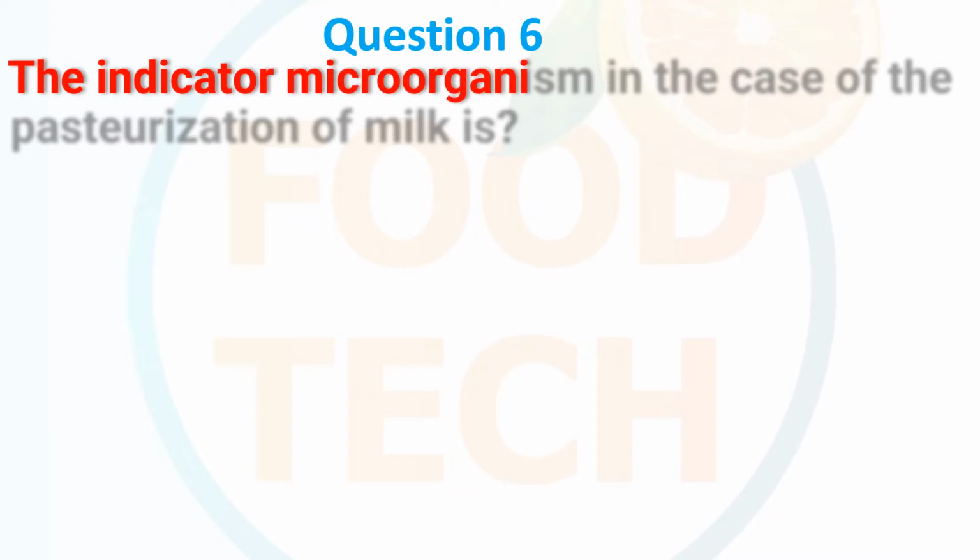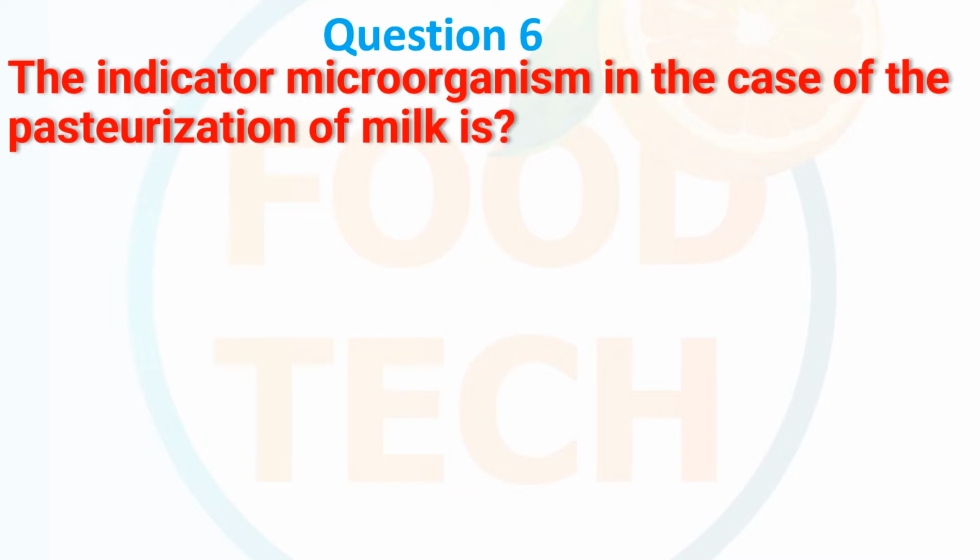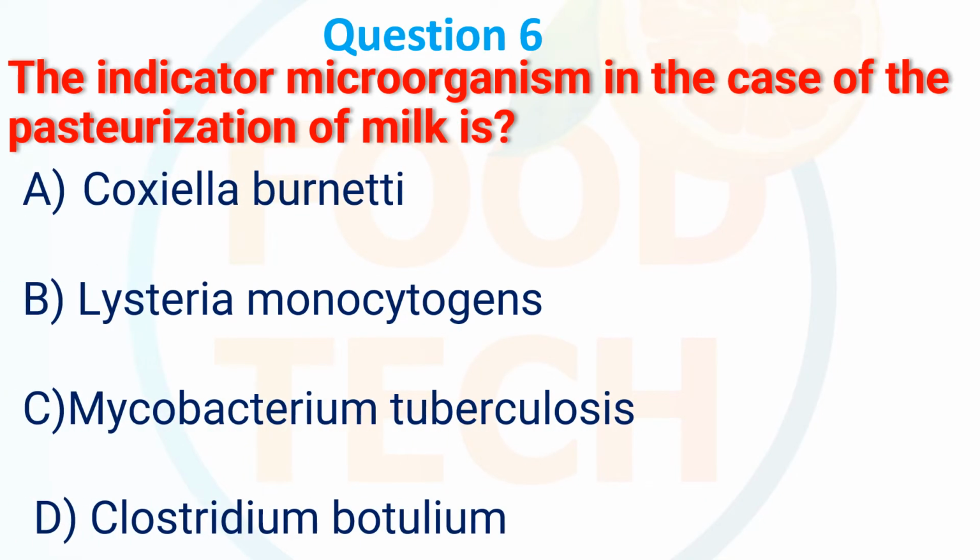The indicator microorganism in case of pasteurization of milk is A. Coxiella burnetii. B. Listeria monocytogenes. C. Mycobacterium tuberculosis. D. Clostridium botulinum. The answer is A. Coxiella burnetii.